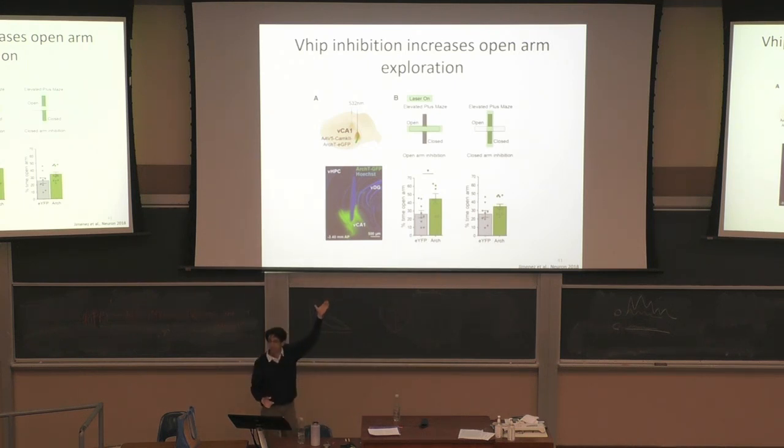And this kind of replicates their correlative data, right? Because here what they're doing is, if you inhibit activity in the open arm, so there's less ventral hippocampal activation in the open arm, that makes the mouse stay longer in the open arm. And this is a causal manipulation experiment, right?